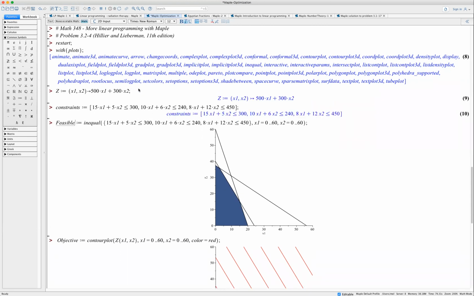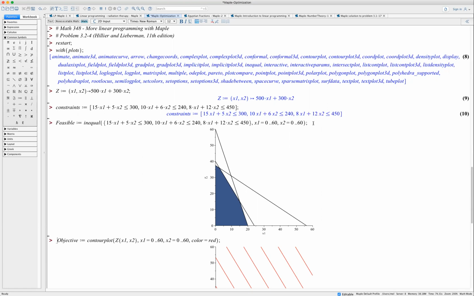So this is my objective function. These are the constraints. And I can use the unequal plot command to graph the feasible region. So it's the region in the x1, x2 plane. The variables are non-negative. I'm just making that clear by letting x1 start at 0 and x2 start at 0. And if you graph the feasible region, that's what it looks like.